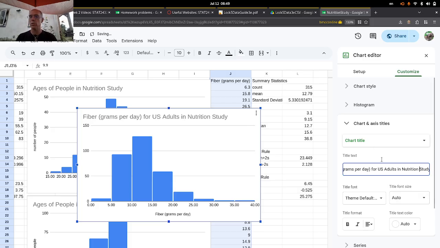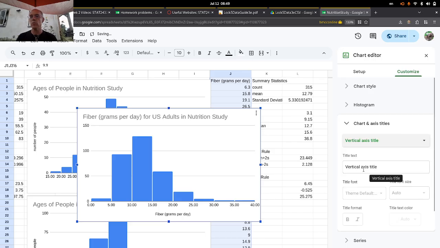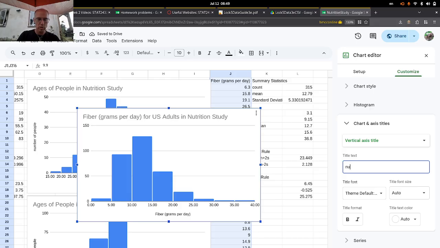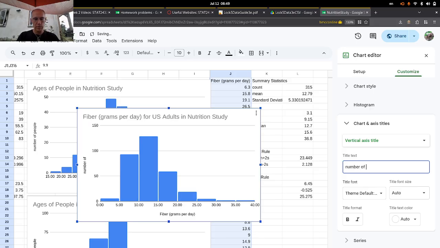Horizontal axis is labeled correctly. Vertical axis has no label. It's got to have a label: number of whatever you're counting. We're counting people here. If you're counting dogs, you put number of dogs. These are people. Okay, done with that one.